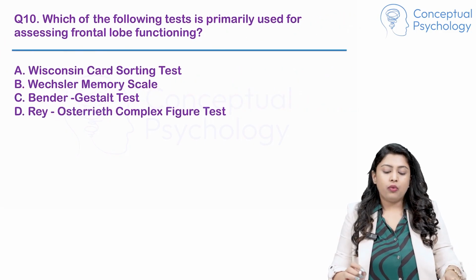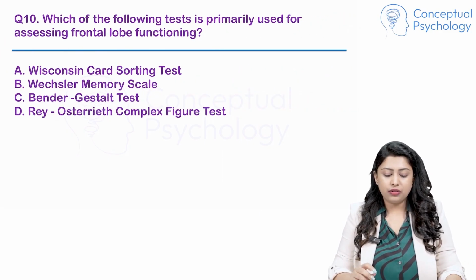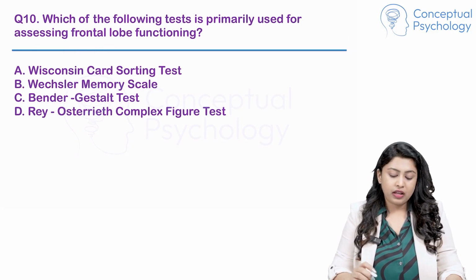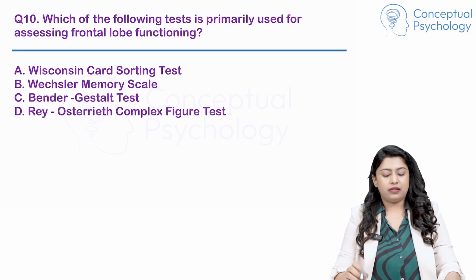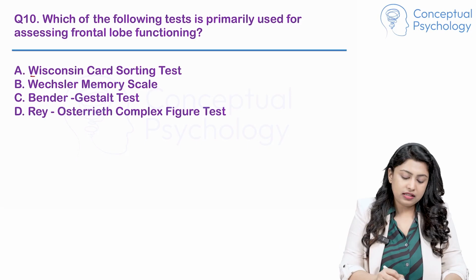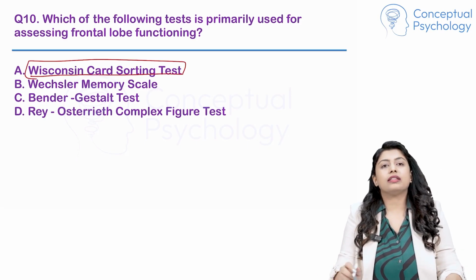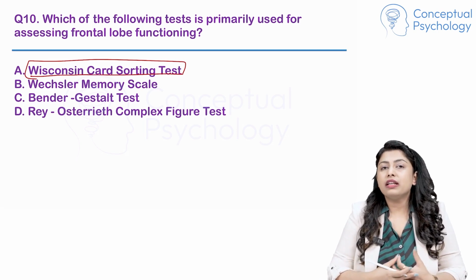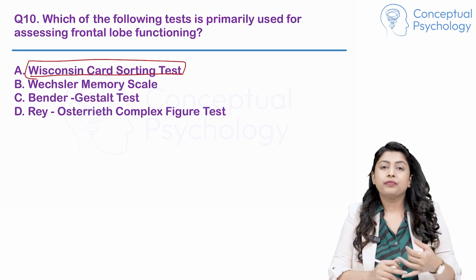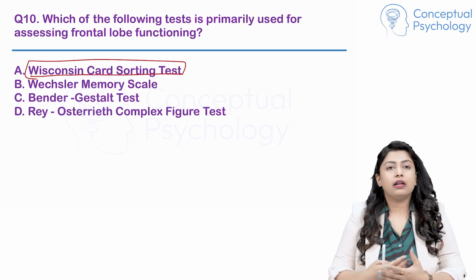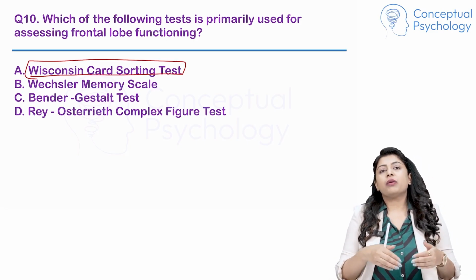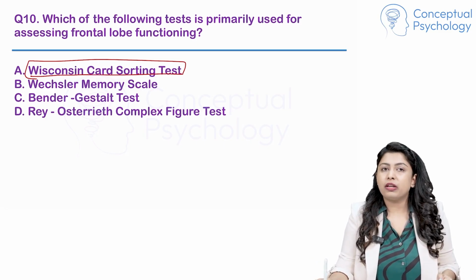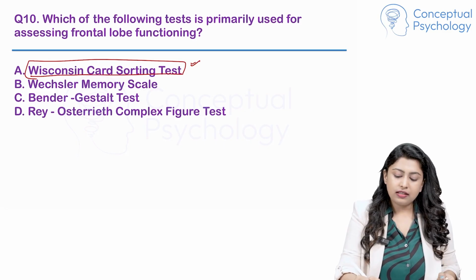Alright, moving on. Which of the following tests is primarily used for assessing frontal lobe functioning? Wisconsin card sorting test, Wechsler memory scale, Bender-Gestalt test, or Ray-Osterrieth complex figure test? Okay, so here the correct answer is Wisconsin card sorting test. And why? Because it is specifically designed to assess executive functioning, particularly cognitive flexibility, working memory, and the ability to adapt to changing rules. So, all functions which are primarily mediated by the frontal lobes, especially the prefrontal cortex. Alright, so that is the correct answer.